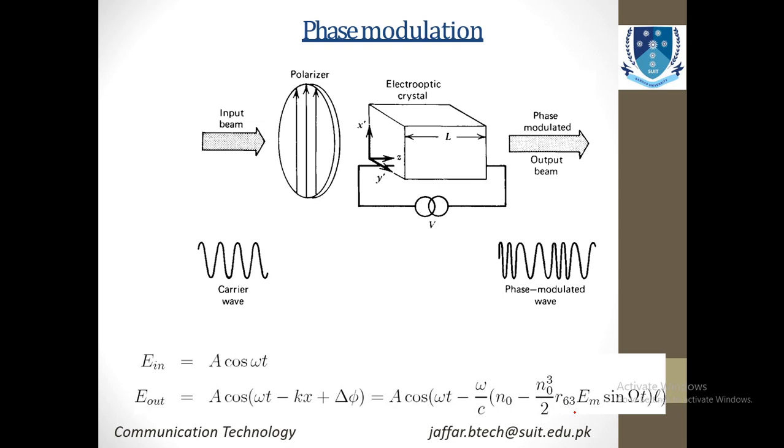This diagram shows you the schematic of phase modulation, how the input beam is first polarized and then fed into the electro-optic crystal, and using this voltage signal we get our phase modulated output. You can see that this is our carrier wave, and this is our phase modulated wave. Here E in is the input given to this setup, and E out is the output that we get from this system. It is given as A cos(omega t minus kx plus delta t), and if you expand this equation you will get something like this.